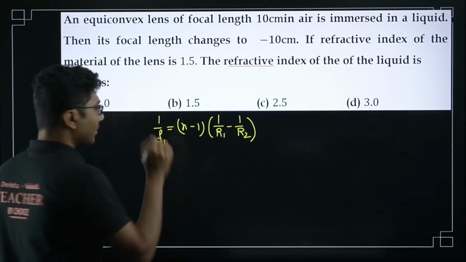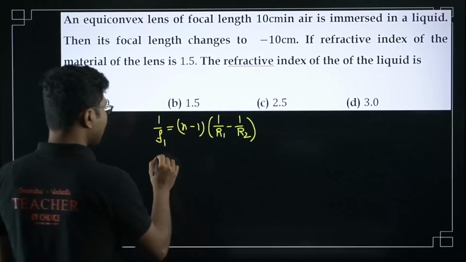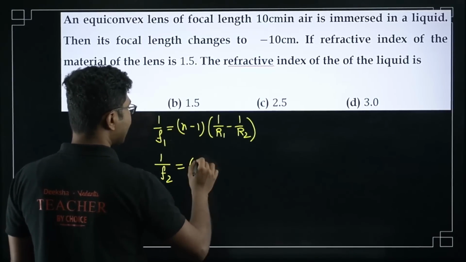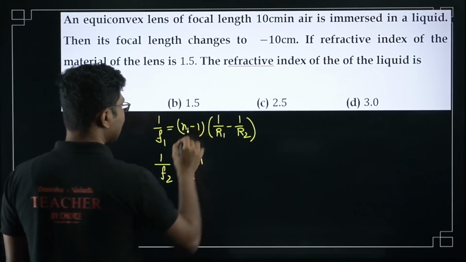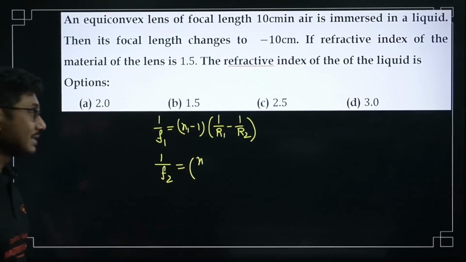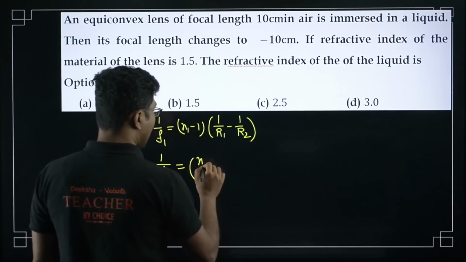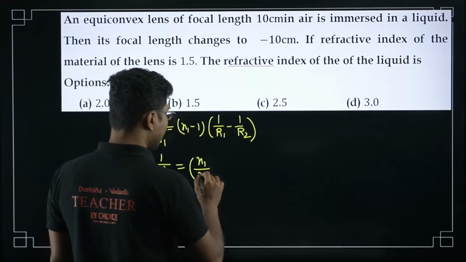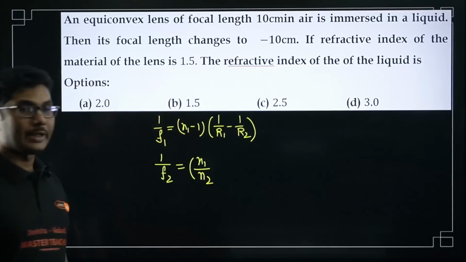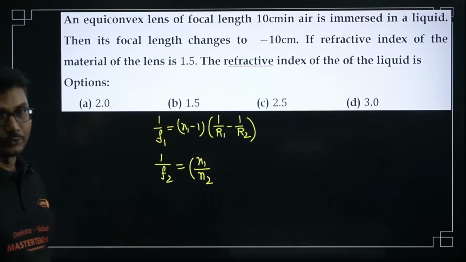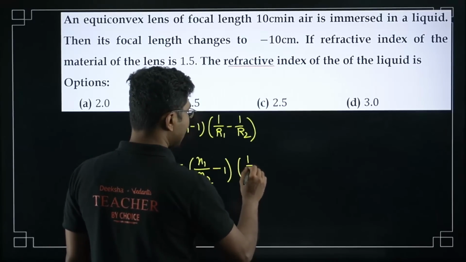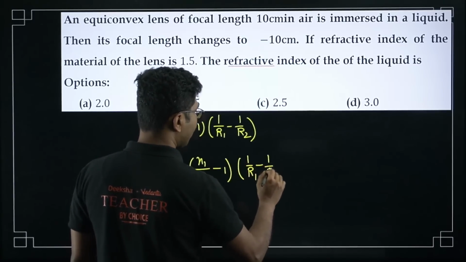Say this is f1. Now when you immerse it in the liquid, 1 by f2, the focal length of the lens will be, where n1 is the refractive index of the material of the lens or glass, whatever it is, and once you immerse it in a liquid of refractive index n2, then its effective refractive index becomes n1 by n2, minus 1, and the other part remains the same, 1 by R1 minus 1 by R2.